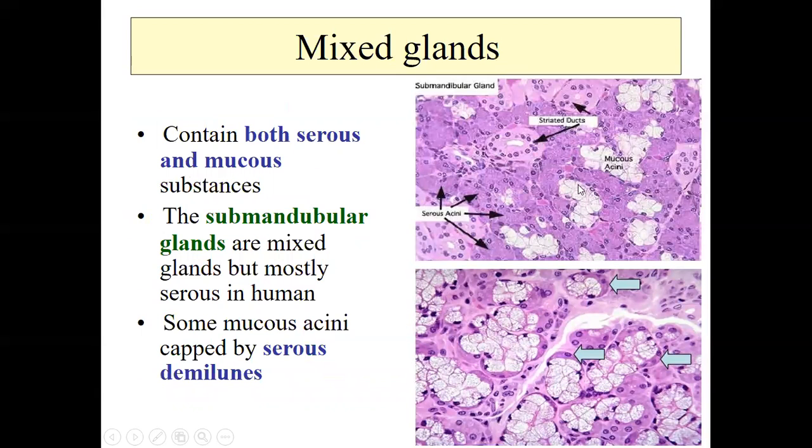And mixed type of glands. You can see here we have two components, the mucous acini and the serous acini. The darker portion is serous acini. The lighter portion here is mucous acini. So it contains both serous and mucous substance. An example here is the submandibular gland, a mixed type of gland but mostly serous in human. You can see here it is dominated by the serous. Some mucous acini are capped by the serous ones, serous dominant. It's crescent in shape.